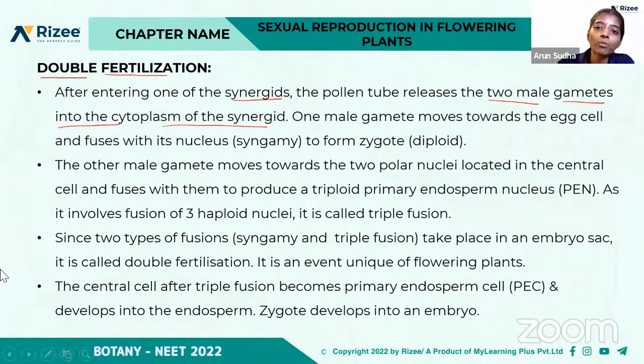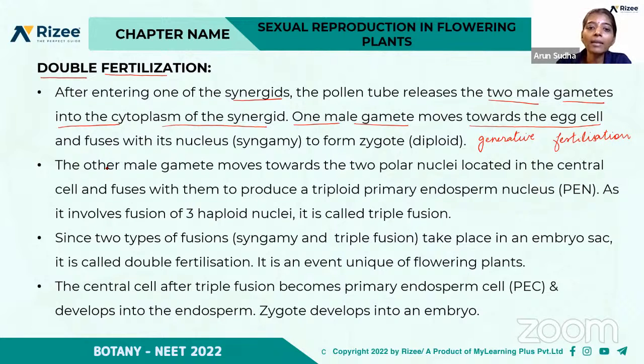So how are the male gametes formed? They are formed by the division of the generative cell, right? The pollen tube releases the two male gametes into the cytoplasm of the synergid. One male gamete moves towards the egg cell and fuses with the egg cell and its nucleus, and this process is called syngamy, forming the zygote. This syngamy is also called generative fertilization.